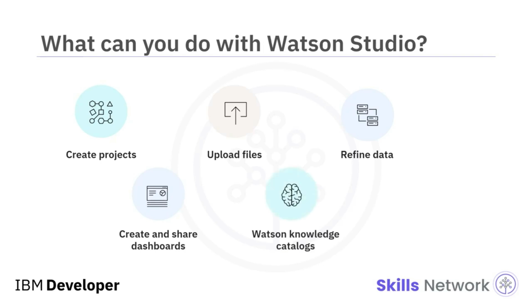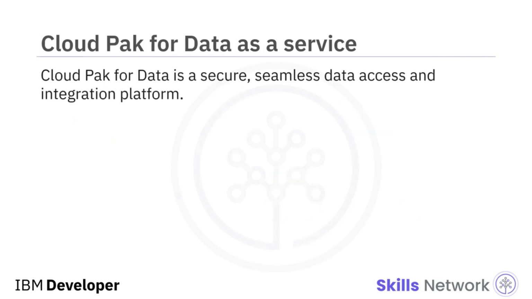Watson Knowledge Catalog provides a secure enterprise catalog management platform to deliver trusted and meaningful data. And Watson Machine Learning offers tools and services to build, train, and deploy machine learning models. Cloud Pak for Data as a Service is a secure, seamless data access and integration platform that enables a single view of the data, no matter how many data sources you are working with.